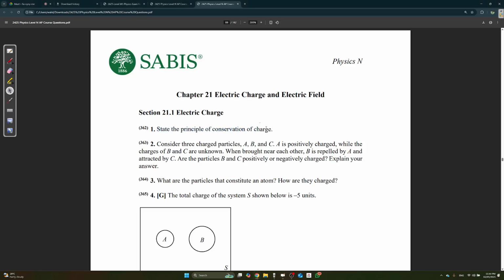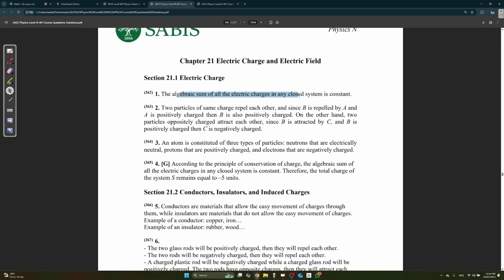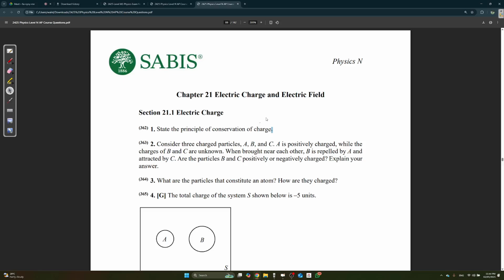Okay, state the principle of conservation of charge. The same way we used to have the principle of conservation of energy, same thing. What was the conservation of energy? In a closed system, if there's no external force acting, then energy is conserved, right? The total energy is the same. Same thing: in a closed system, the total sum of electric charge is constant. So you kind of see electric charge as energy.